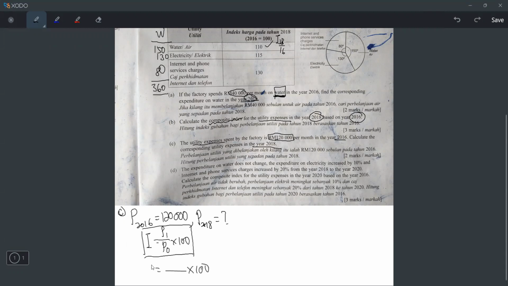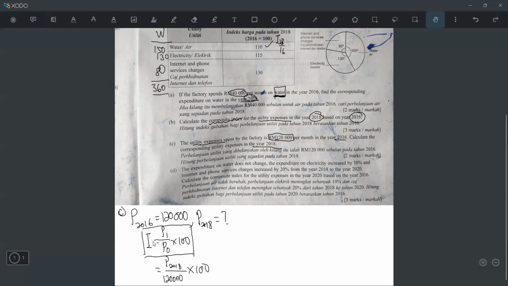So just substitute the I, the P1, and the P0. P1 usually you will substitute the newer year. So what will you substitute? Price in what year? 2018. And then the P0 you will definitely substitute price in 2016, and they gave you 120,000. But the problem is, what do I have to substitute for the I? This is where students get stuck, because they will simply put in any value, so don't put in the wrong one. Which one do I have to use?